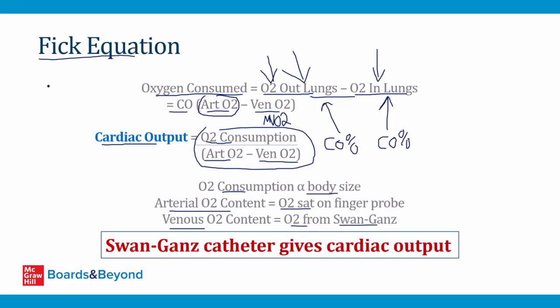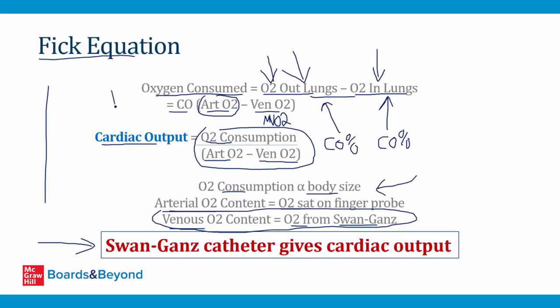So putting all this annoying math that I've listed here together, the key point is what I've listed at the bottom of the slide, which is the Swan-Ganz catheter gives us the cardiac output because it gives us this oxygen content of venous blood. And once we have that, it's easy to get these other numbers and calculate an exact cardiac output for a patient.